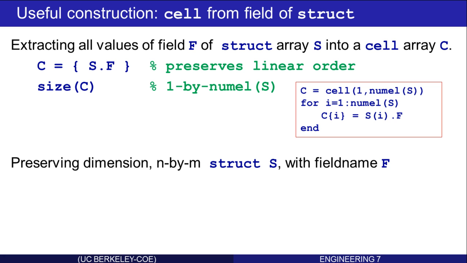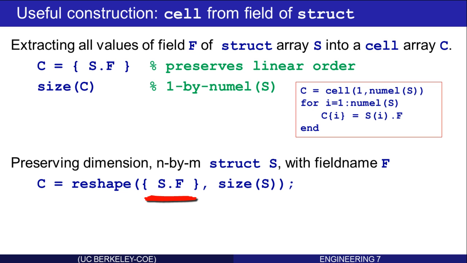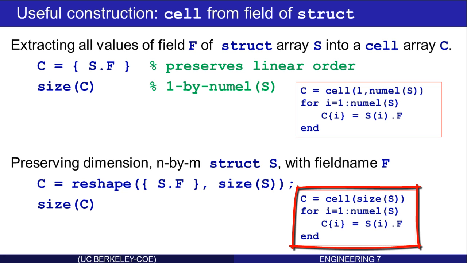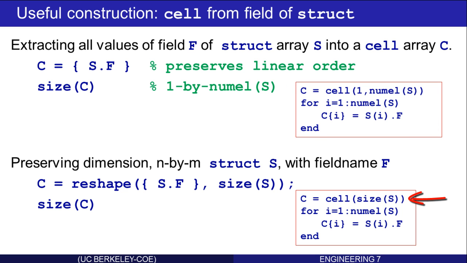With one simple modification, the cell array C can be made to have the same size as the struct S. Simply reshape the cell to the size of S. Since this has the proper dimension and the elements are in linear order, this results in C having the same size as S. The for loop version of this is exactly the same as before, except C is initially allocated to be of that proper size rather than the row up above. The same for loop works, just using single indexing not only on the struct, but also on the cell.